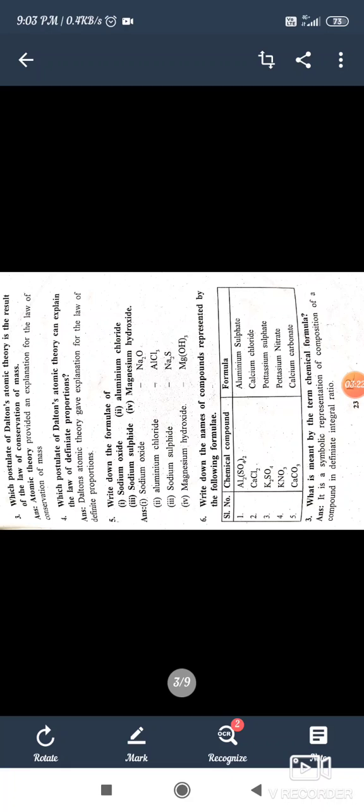Which postulate of Dalton's atomic theory is the result of the law of conservation of mass? Atomic theory provided an explanation for the law of conservation of mass.